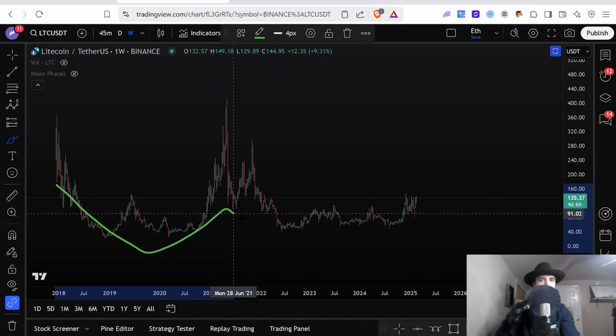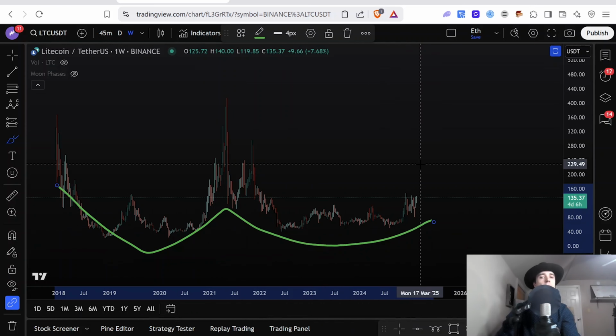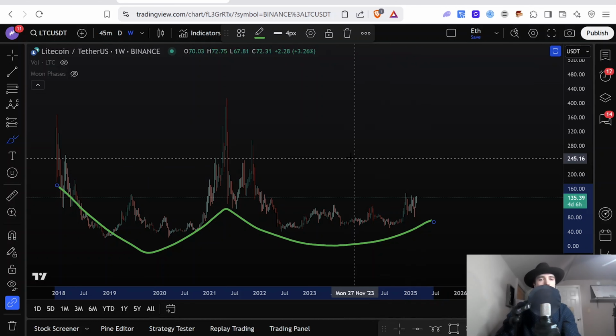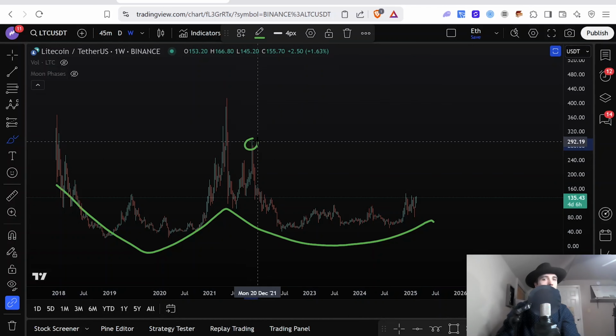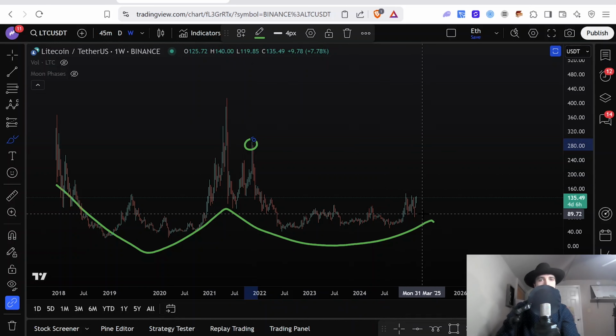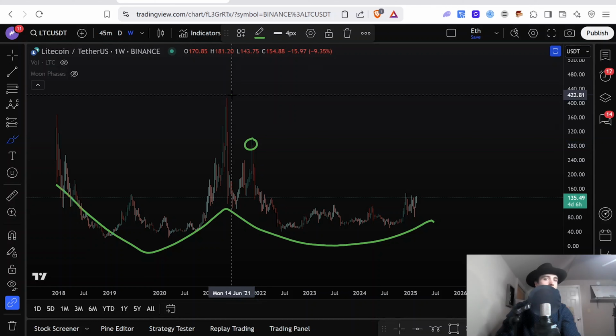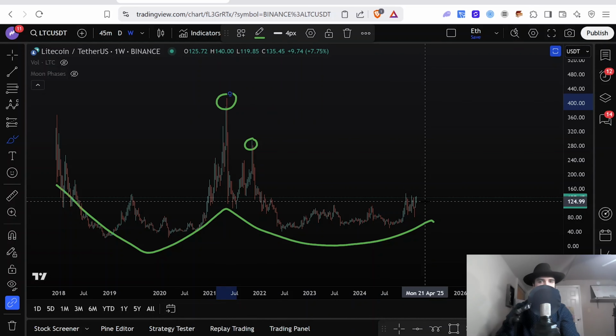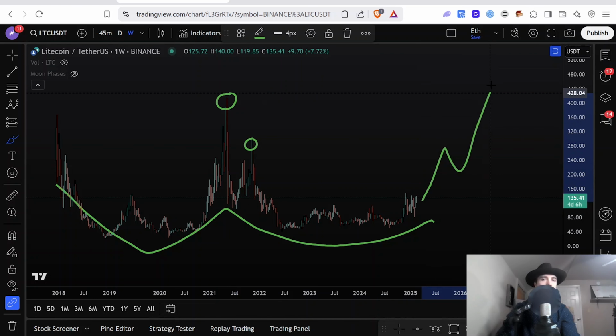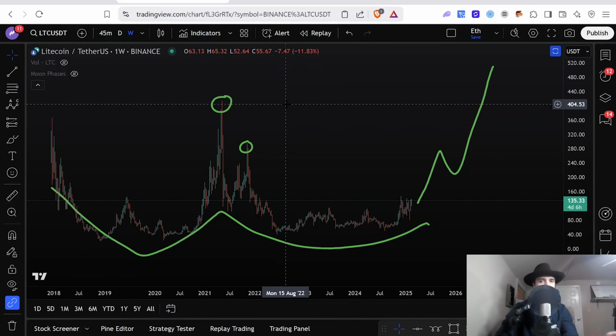So we have this huge W bottom for Litecoin, which is extremely bullish. As you guys know, I'm looking for Litecoin to head up towards wave B, but based on this W bottom on the weekly time frame, this does suggest that Litecoin could even break above its previous old all-time high of $412. Based on this W bottom, that would suggest that a new all-time high will be coming for Litecoin in the big picture.